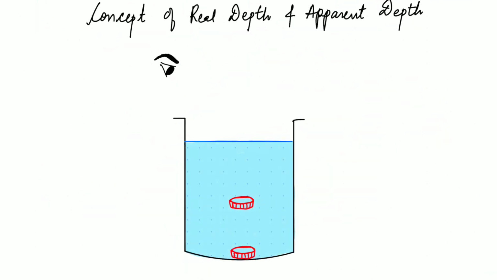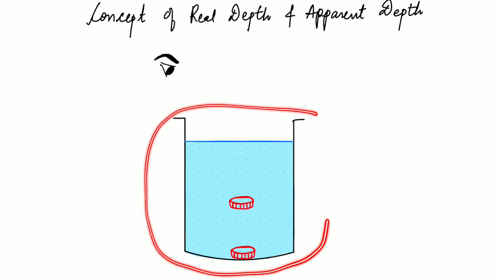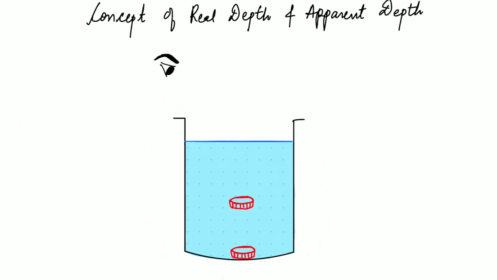So very quickly, let's look at our next topic, that is the concept of real depth and apparent depth. Now, let me give you a classic example. This is an example which is always talked about when we talk about real depth and apparent depth. Imagine we have a tank full of water, up to this level, as you can see. So we have this tank full of water, and let's say inside the tank there is a material.